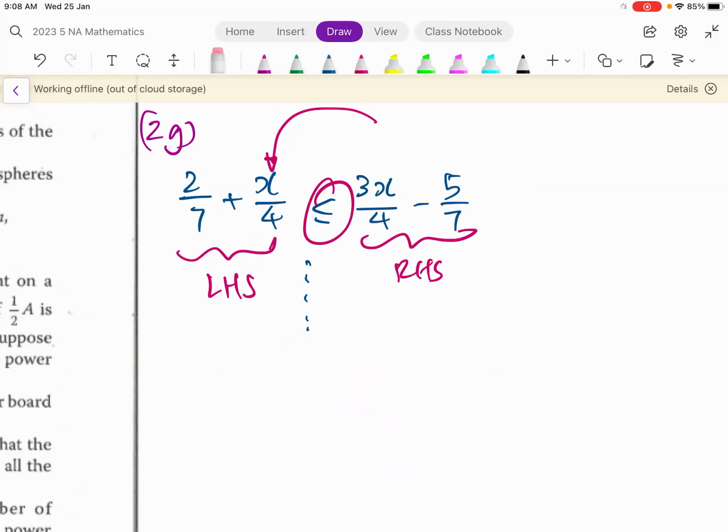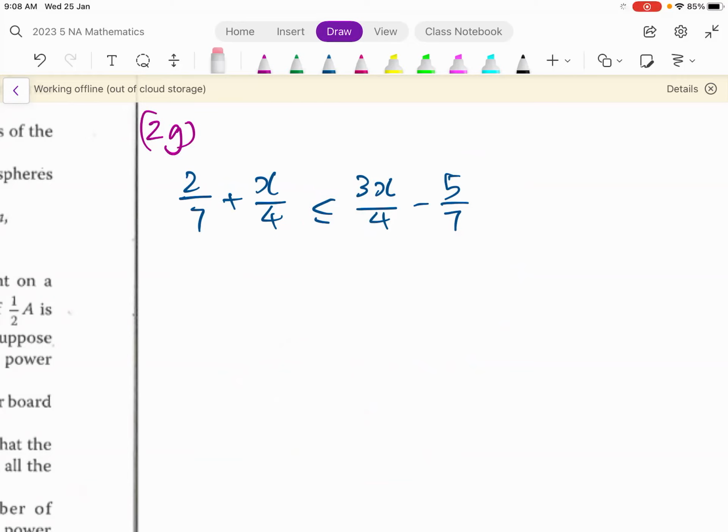We use everything that we have learned since primary school for this question. I've got a fraction plus fraction less than or equal to fraction minus fraction. There are many ways to go about doing this. You can choose to combine these two, same denominator, and after that combine again. Alternatively, you can start making x the subject. So you subtract 3x over 4 on both sides, and then you subtract 2 over 7 on both sides. So let me demonstrate.